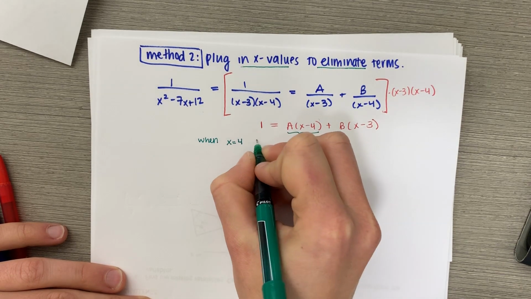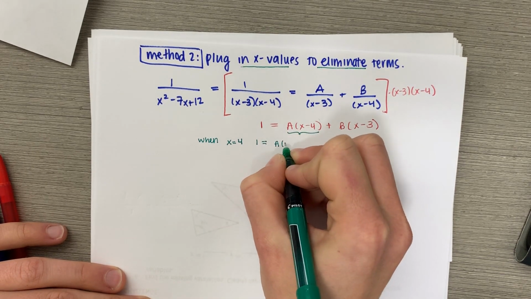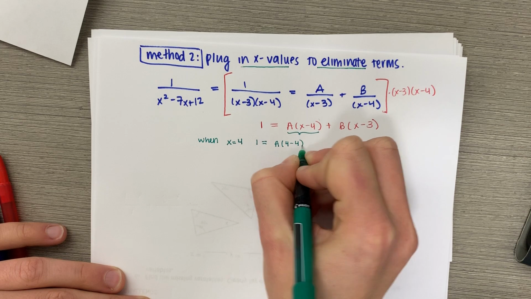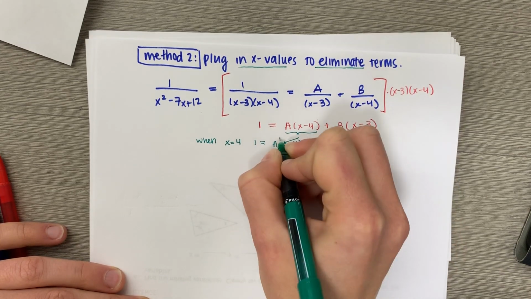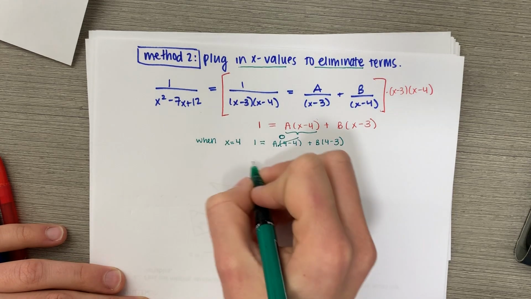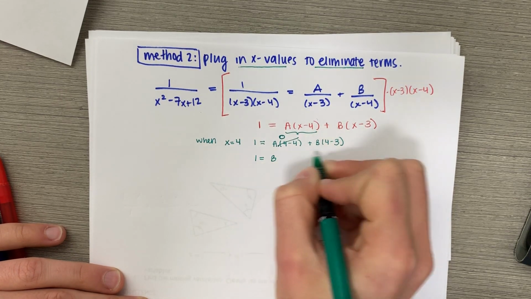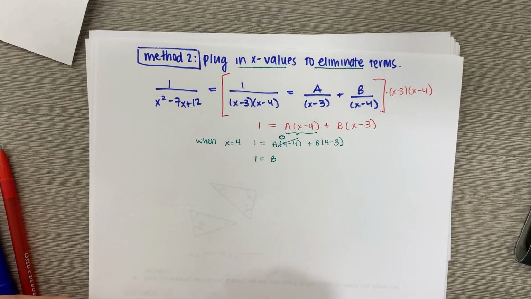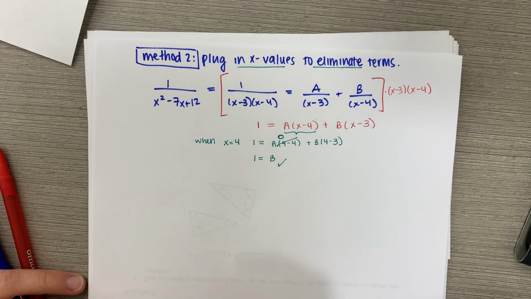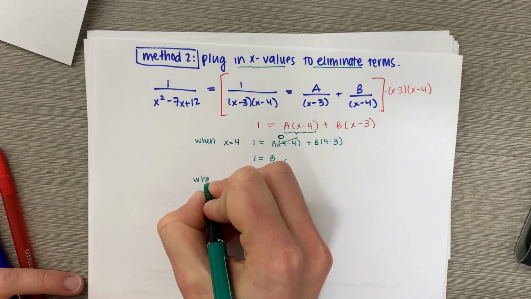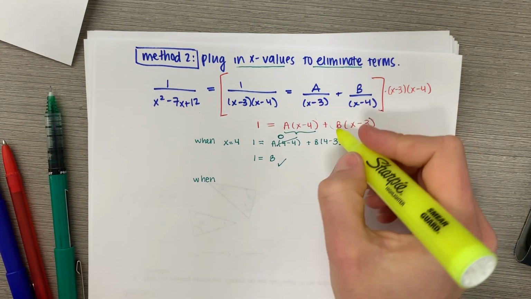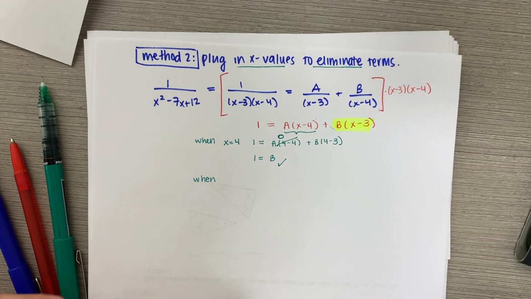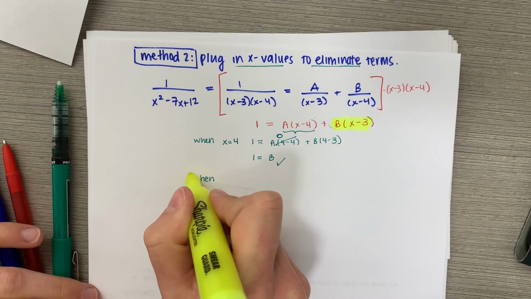So when x equals 4, we have 1 equals a times 4 minus 4 plus b times 4 minus 3. This is 0. 1 is equal to 4 minus 3 is 1. 1 is equal to b. Done for b. Now we need to get rid of this other term to find a.